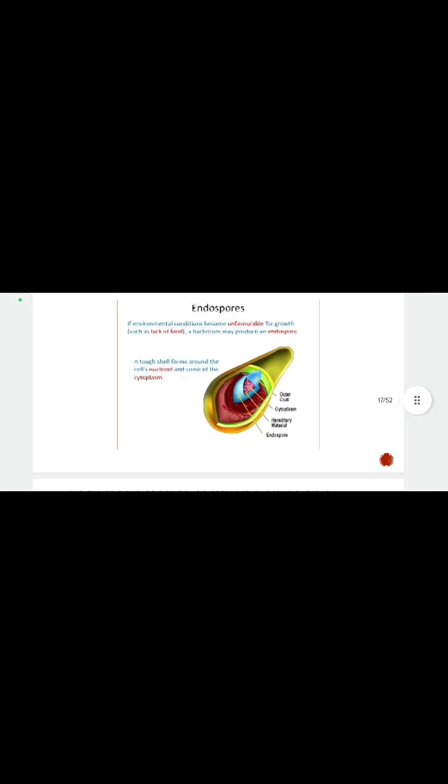Here is a figure about the endospore. If environmental conditions become unfavorable for growth, such as a lack of food, a bacterium may produce an endospore. A tough shell forms around the cell's nucleus and some of the cytoplasm. Here, this is a figure. It's the outer coat, and the inner portion is the cytoplasm where all the components are placed, and there is hereditary material also, and the outer blue color is the endospore.